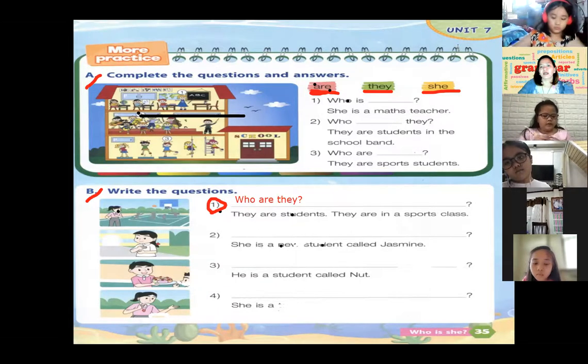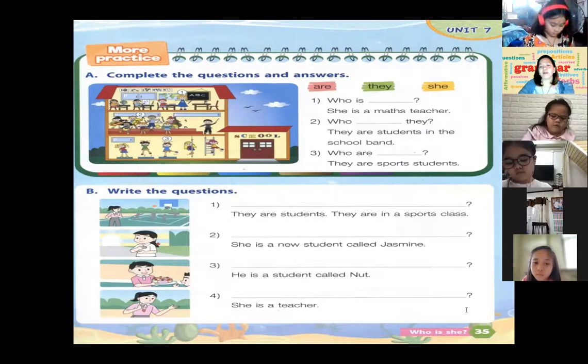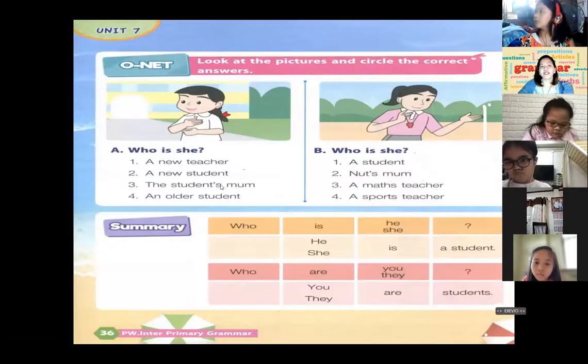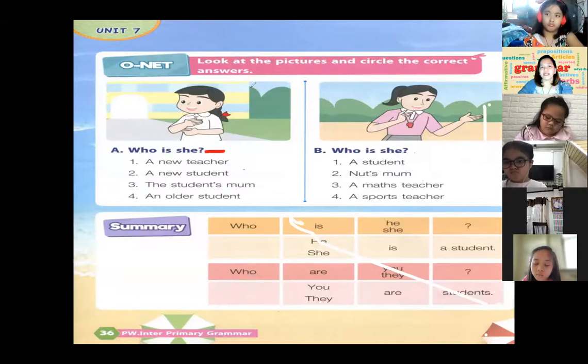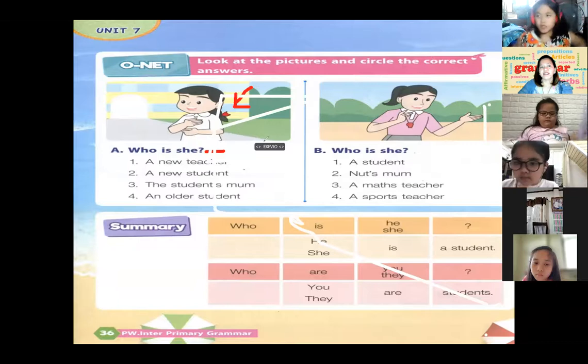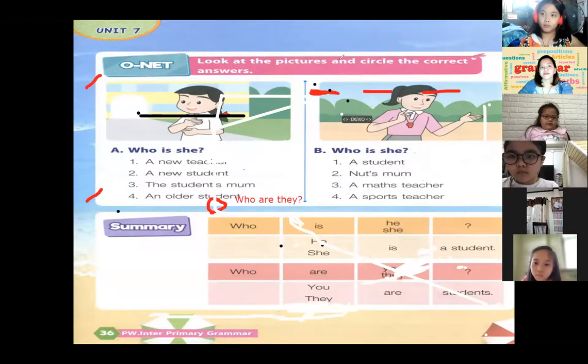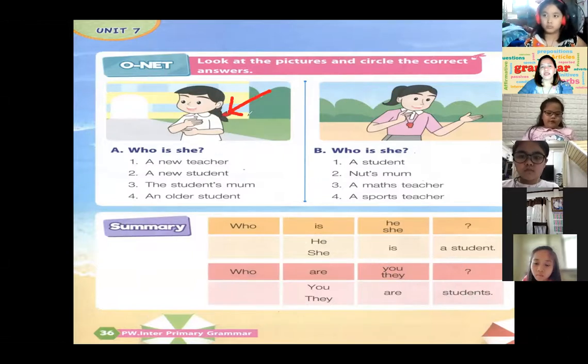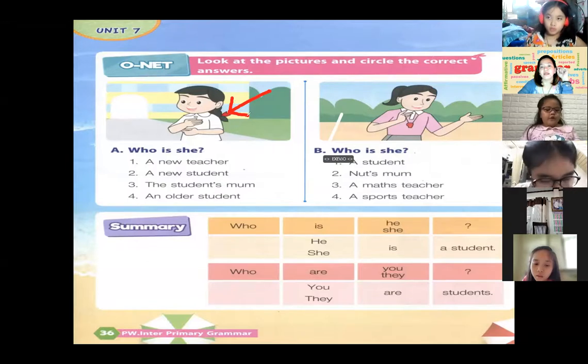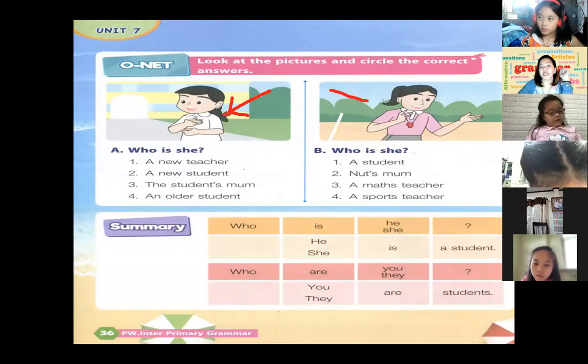Okay, turn your book to page 36 now. Page 36, this is very easy. Only 2 questions. Who is she? Look at this. Can you remember this? This is a student. Do you remember who's a student here? You have to read. And who is she?